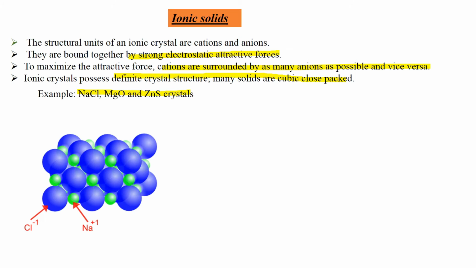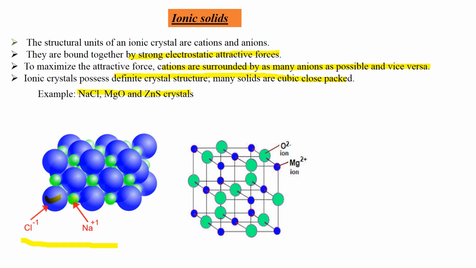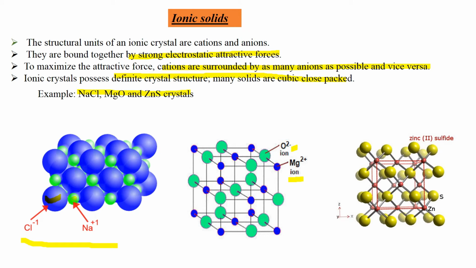This is an example of NaCl crystals. In this structure, this is a Cl⁻ ion, and this is a Na⁺ ion. And this is a cubic structure of magnesium oxide, with magnesium ions and oxygen ions, and this is the structure of zinc sulfide.